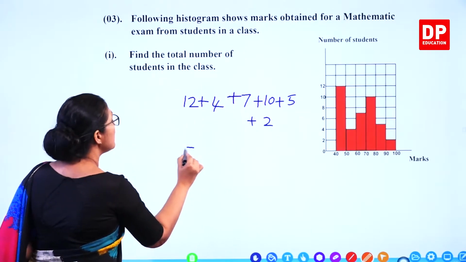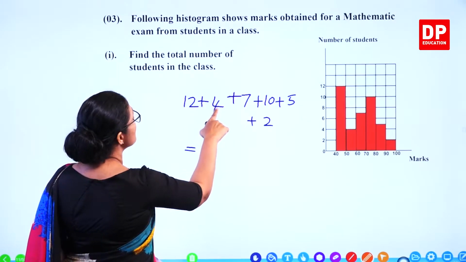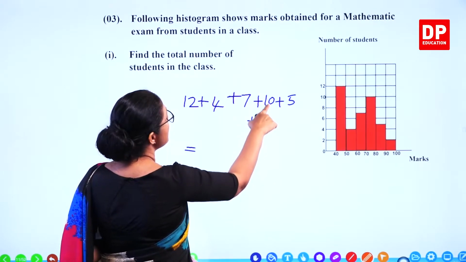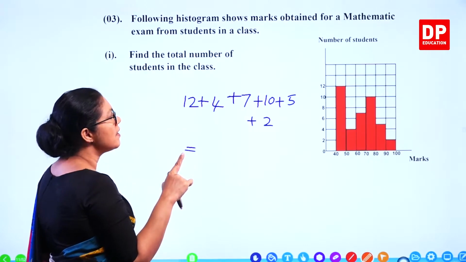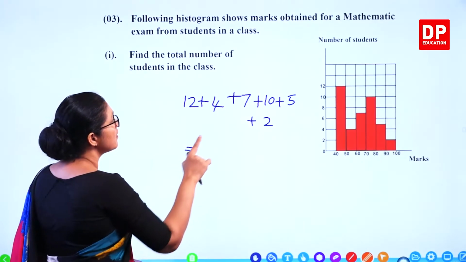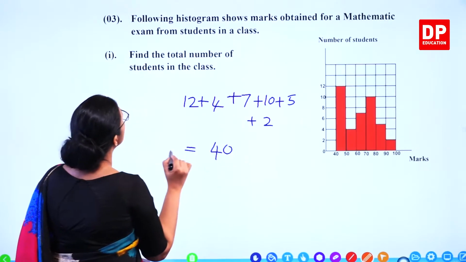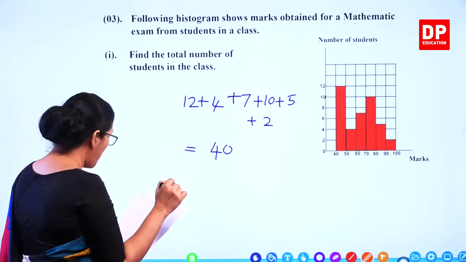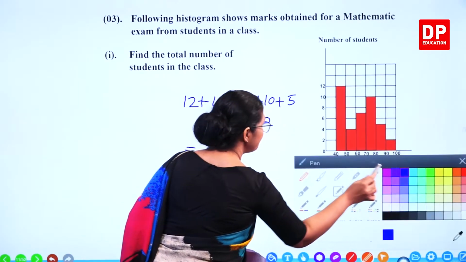So what's the total? Add it and see. 12 plus 4, 16. 16 plus 2, 18. 28. 28 plus 5, 33. 33 plus 7, 40 students are there. So how many marks for this one? You get 2 marks.